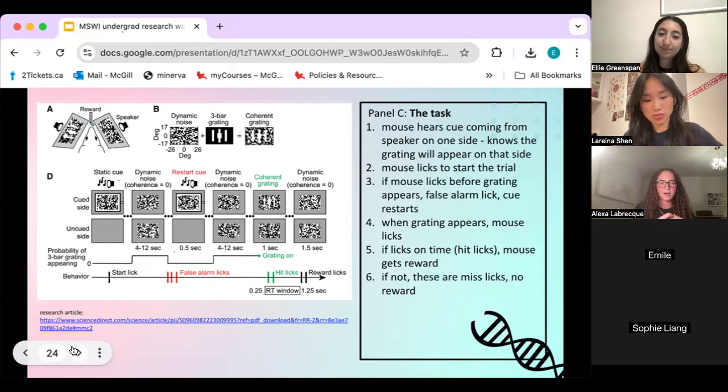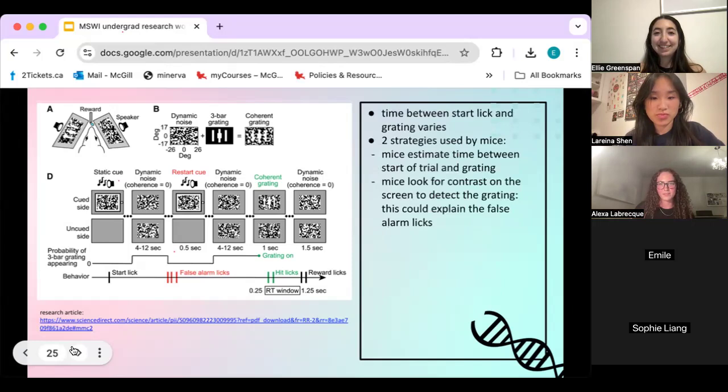From there, if they wait long enough and they're patient enough, then once they see the grading, they lick, and if they lick in the time period when the grading is showing, it's called a hit lick. And if they lick a little bit too far past that point, it's going to be a miss lick. So that's how they quantify the licks. And to make sure the mice aren't estimating the time between the start lick and the grading, they vary that time period.